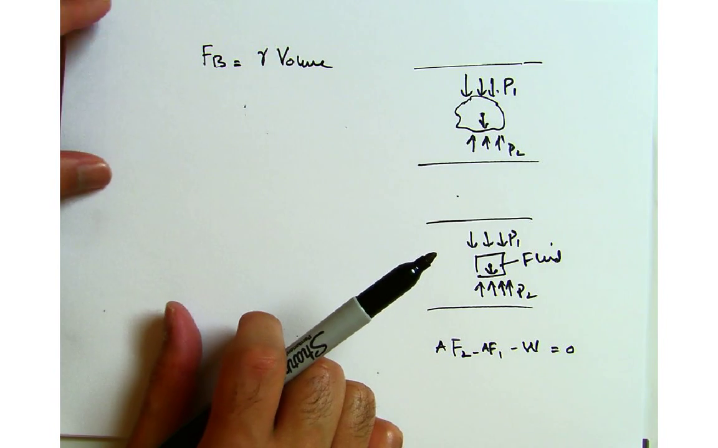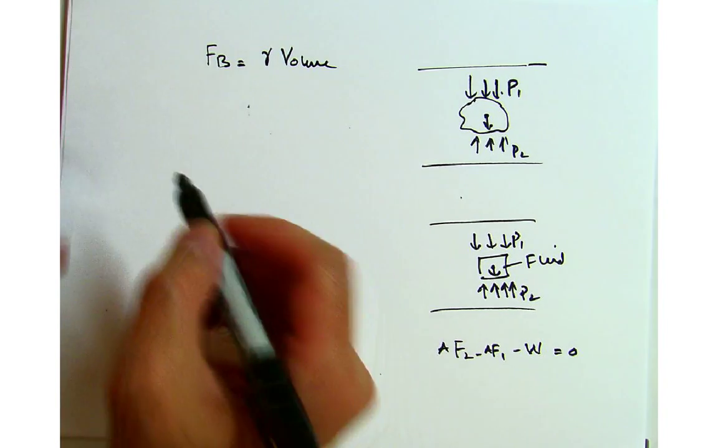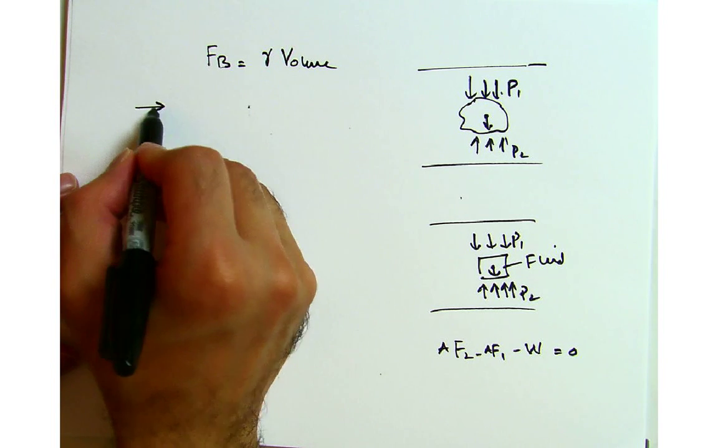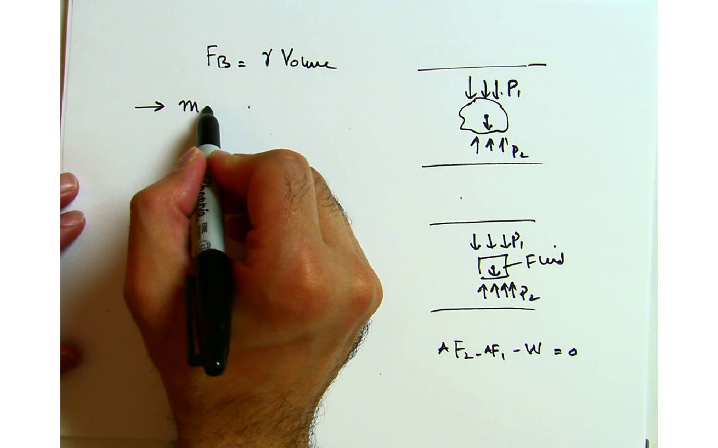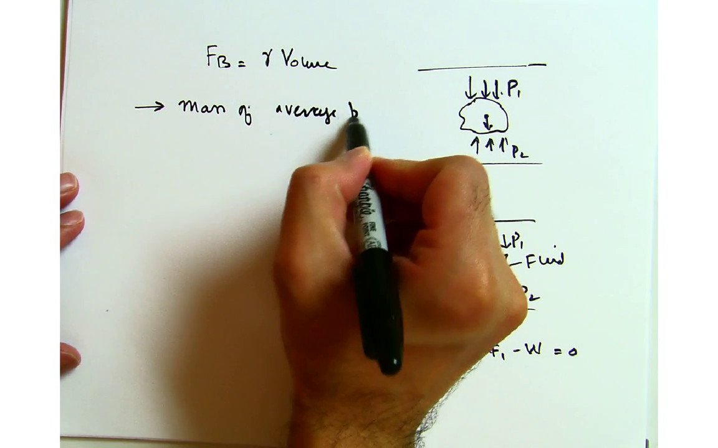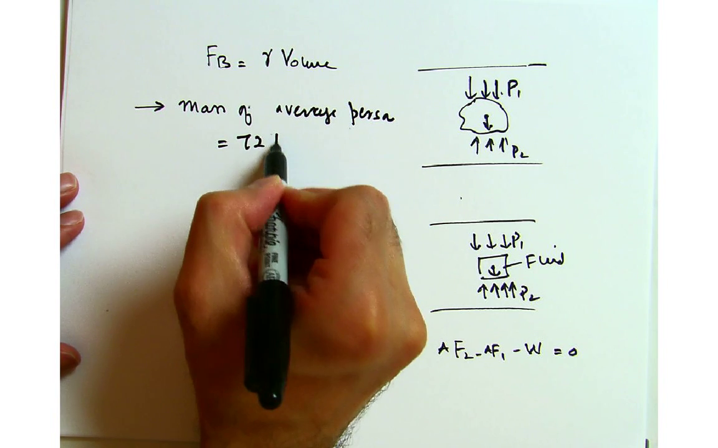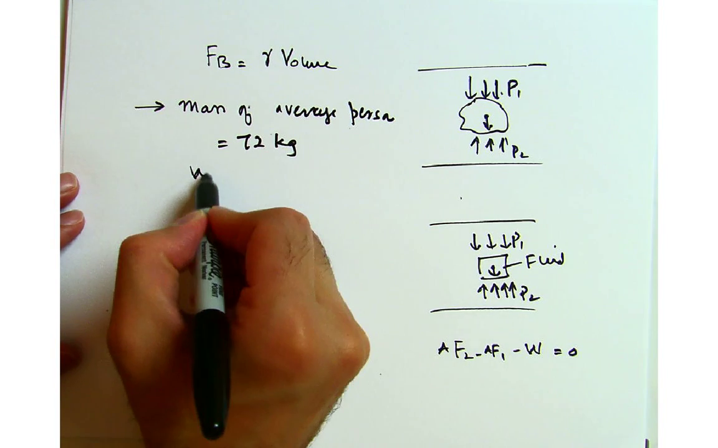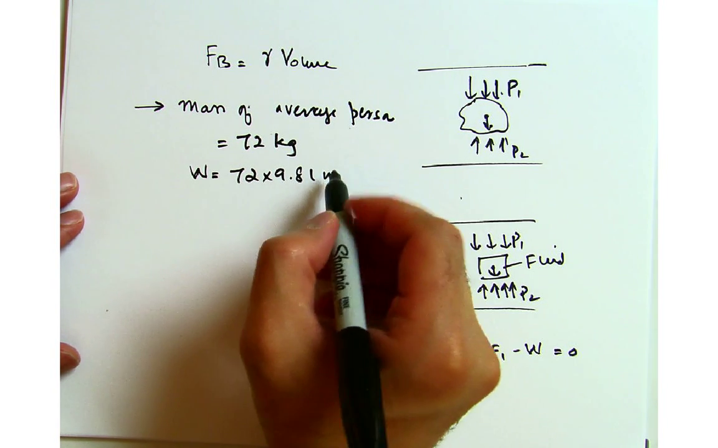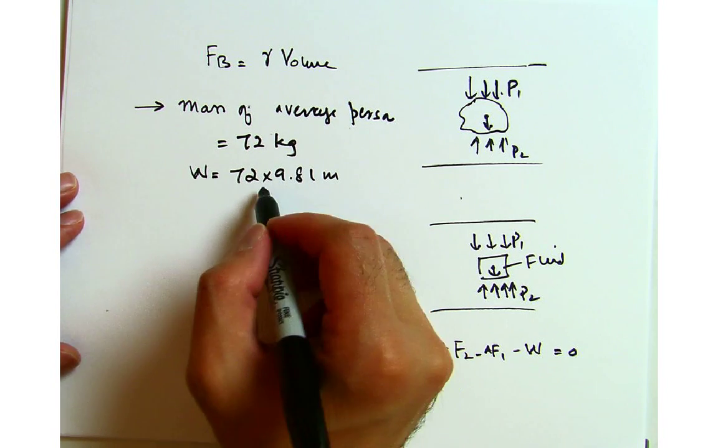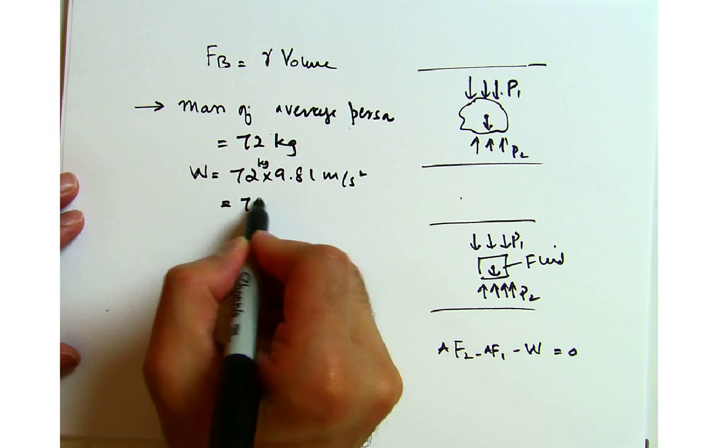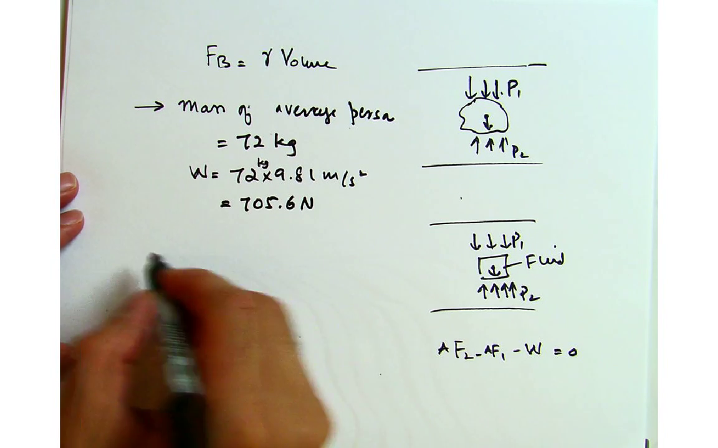You can think of it as the fluid volume that's displaced, or the volume of the object that you're inserting inside the fluid. Okay, so the next thing is, as regular human beings, let's suppose our mass, for an average person, is somewhere around 72 kg. So the weight becomes 72 times 9.81, since weight is m times g, with 72 kg times meters per second squared, so this gives you 705.6 Newton force.